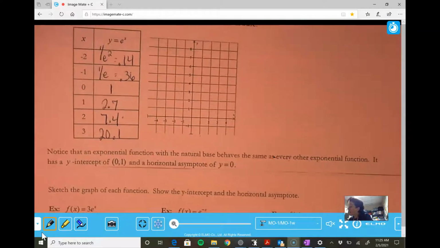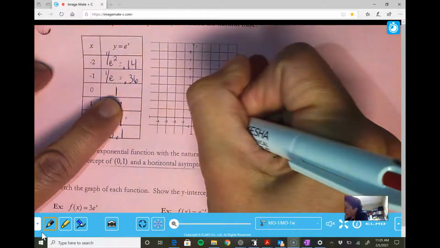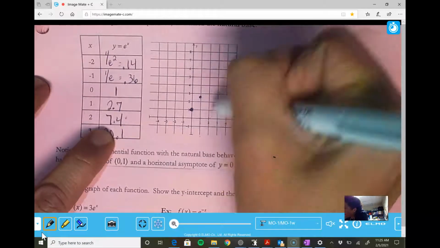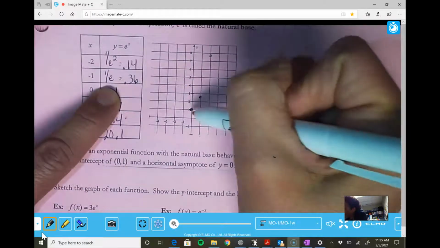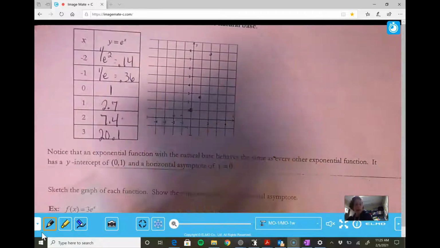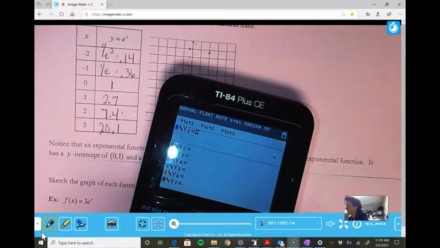And when we graph this, again, 0, you're going to get a value of 1. 1 is going to give me about 2.7. 2 will give me about 7.4. I can't get 3, but negative 1 is about 0.36. And the best way to do this also is to show you what if I just graphed this whole thing.